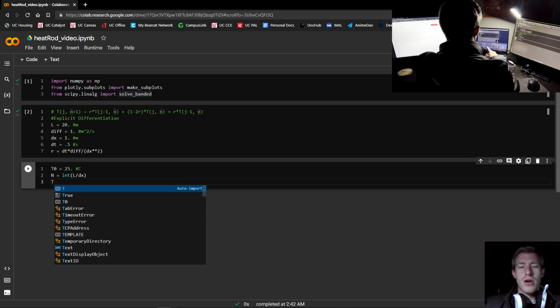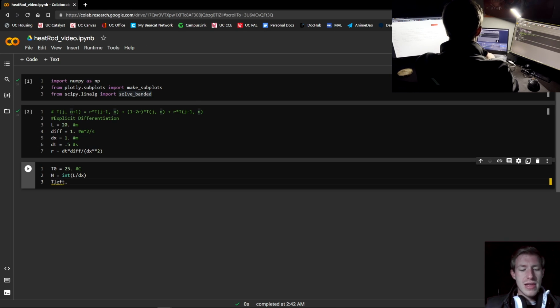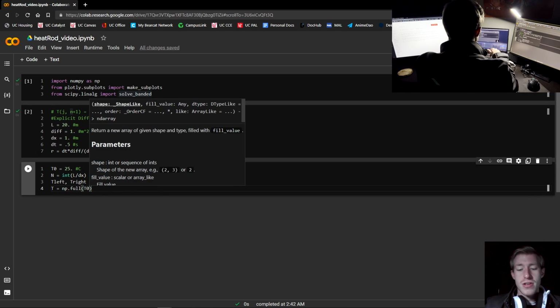So we're also going to need to specify our temperatures on the left and the right. As I said before, we're starting with a bar that is completely homogeneous temperature-wise at our room temperature, and then we're artificially setting the two ends at higher temperatures so we can watch heat diffuse through them. So we're going to make two new variables called T_left and T_right, and those are going to be equal to the two temperatures I picked. We're going to do 80 degrees Celsius for the left, and 65 degrees Celsius for the right. And now we're going to make an actual array of temperatures. The easiest way to do that is to make T with np.full, which creates an array full of a single value. So our single value is going to be our room temperature.